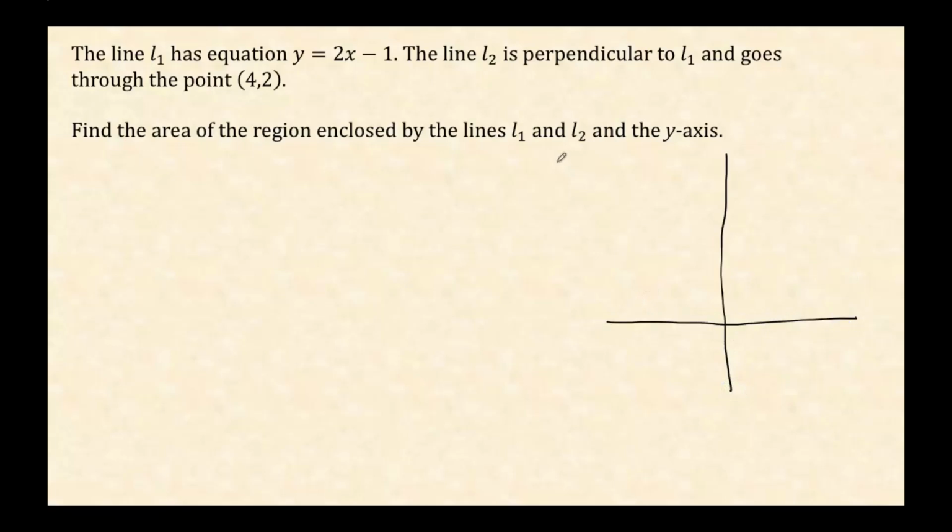So what do we know? We know that L1 has equation y equals 2x minus 1. So y-intercept of minus 1, a gradient of 2, it's going to look roughly like this. And it doesn't matter if it's not perfect, this is just to help guide you to see what you need to do.